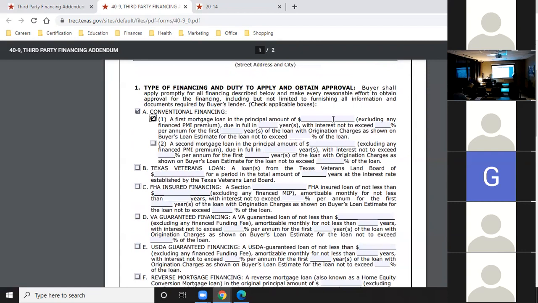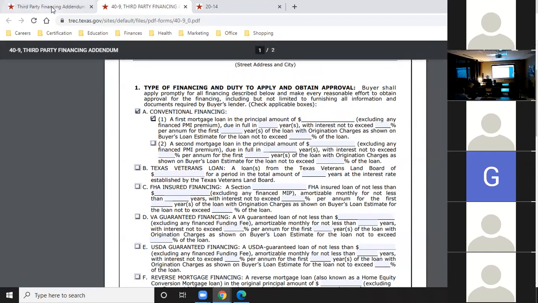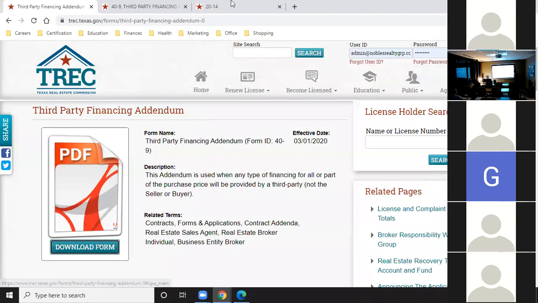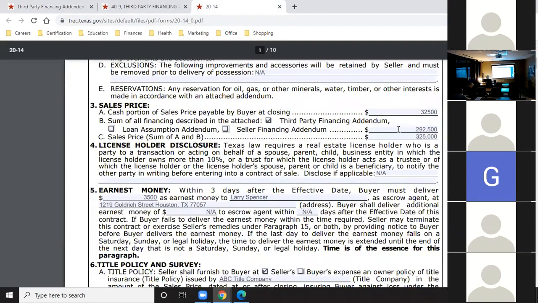Okay, and the amount. Anybody can jump in and help them too. 325,000. Excluding any. Okay, so you think 325 goes there? I don't know. I don't either. What do I... 292,000? Well, that number right here.